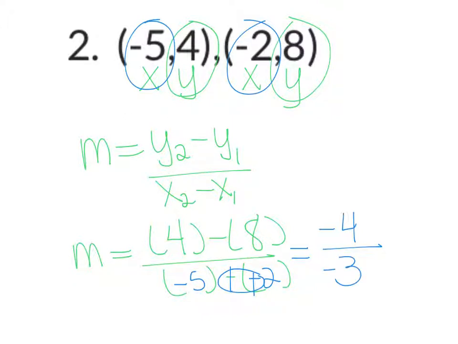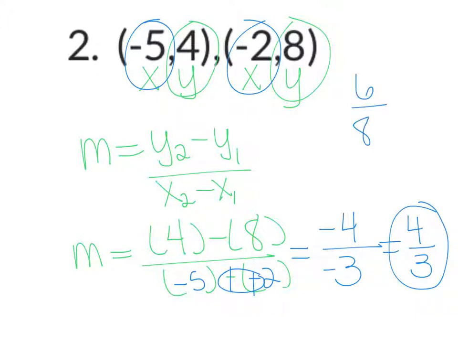So again, we have 2 negatives, so we need to make sure we cancel them, and we get 4 over 3. And that's it. Now, a couple of things, I didn't do one like this, but if you get a slope like 6 over 8, you need to make sure you reduce it. Okay, so make sure everything reduces. And that's it.